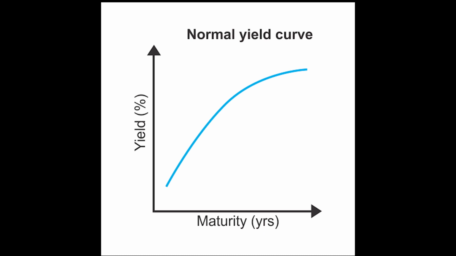In a normal world, this curve slopes upwards, meaning as the bond's time to maturity increases, its yield goes up. Why? Because usually, people want more returns for locking in their money for a longer period. It's like saying, hey, if I'm lending you my money for 10 years instead of 1, you better pay me more interest for that commitment.